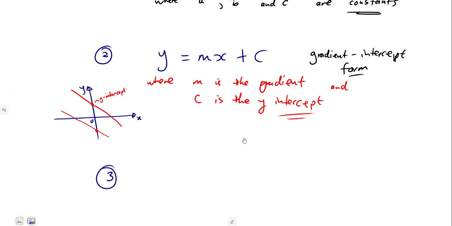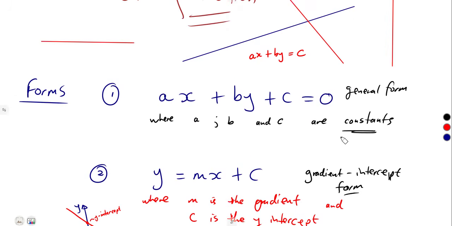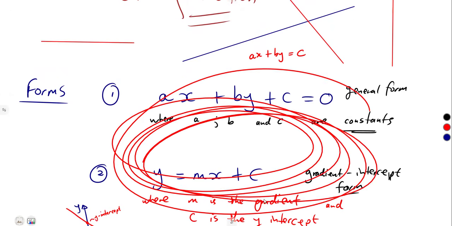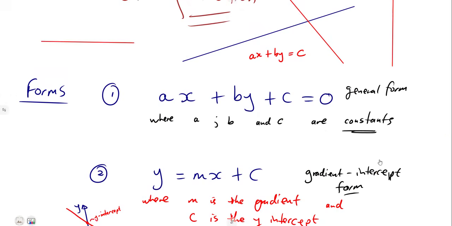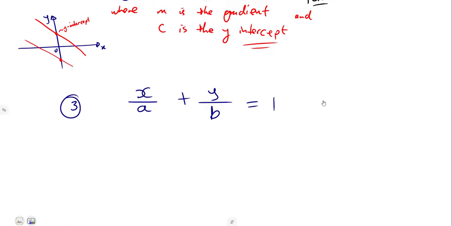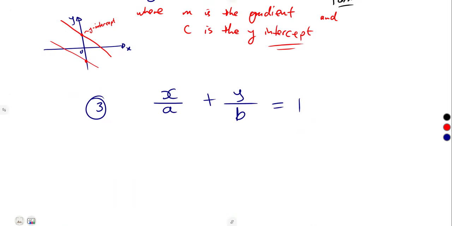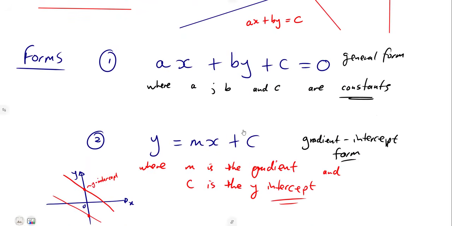Another format is when your equation is given as x over a plus y over b, which is mostly just taken for granted. But this is very important for you to understand. In most cases we don't see the importance of this format because it is mostly double crossed.